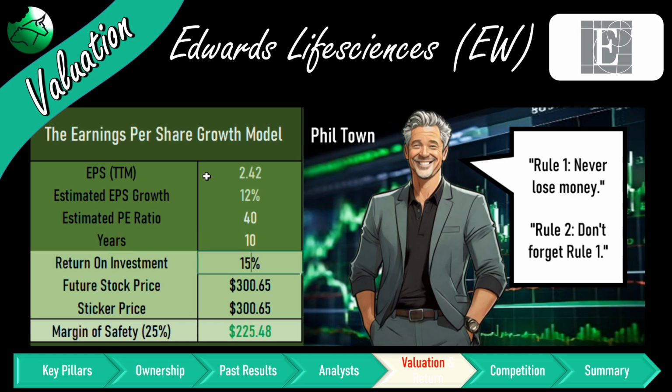We then need to include a 15% return from our investment. This then gives me an estimated future stock price of about $301 per share. And then we work out the current value, that Phil Town calls the sticker price, which is about $74. Then we apply a margin of safety. At 25% it gives me a buy price of about $56.